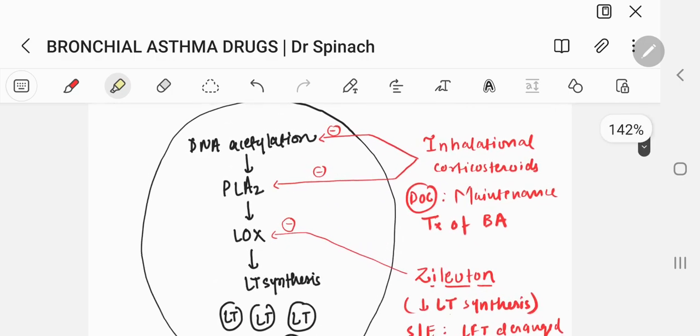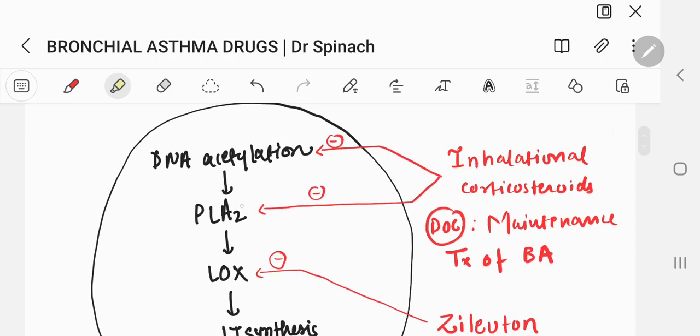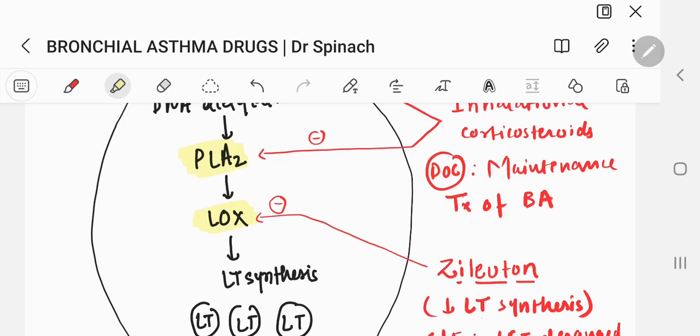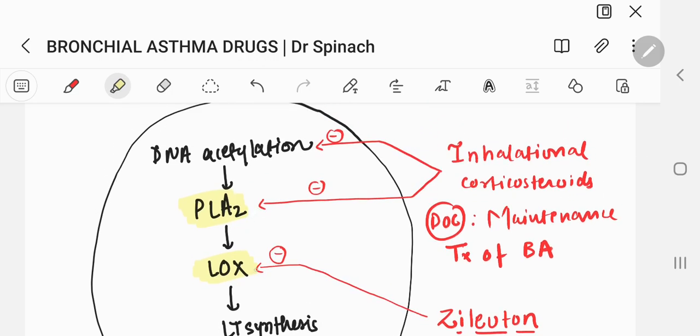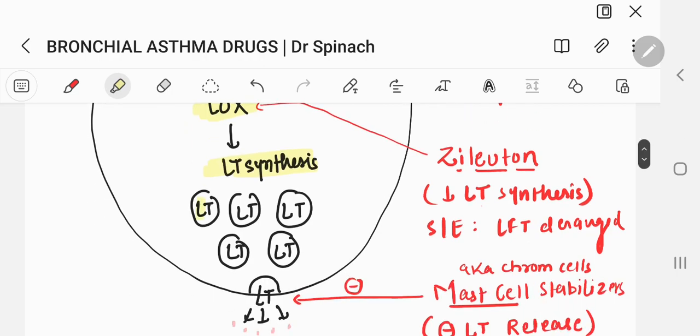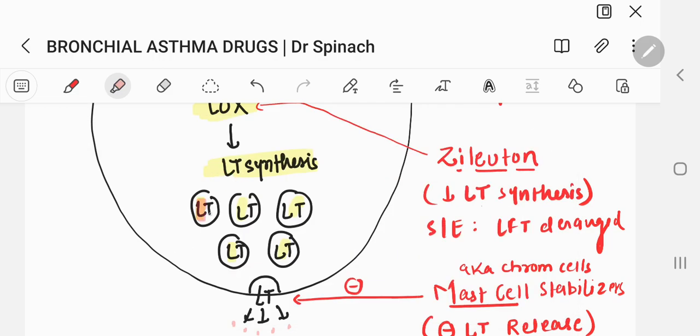Now, what happens inside these mast cells is the first thing, that is DNA acetylation. DNA acetylation leads to formation of an enzyme called phospholipase A2. Phospholipase A2 is formed, and this expresses another enzyme called lipoxygenase. Lipoxygenase actually leads to synthesis of leukotrienes. So we have leukotriene synthesis. You can see these are bowls of leukotrienes that are synthesized, right?